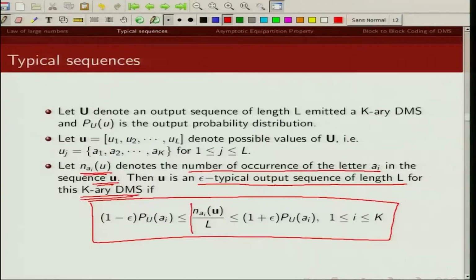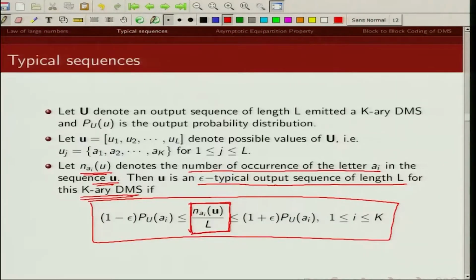So N_Ai(U) by L, this is the fraction of the output. So I have an output of length L, and out of those L symbols, N_Ai are the number of symbols which are Ai. So N_Ai denotes the number of occurrences of this letter Ai out of the input U of length L. So this is the fraction of Ai in my output sequence.